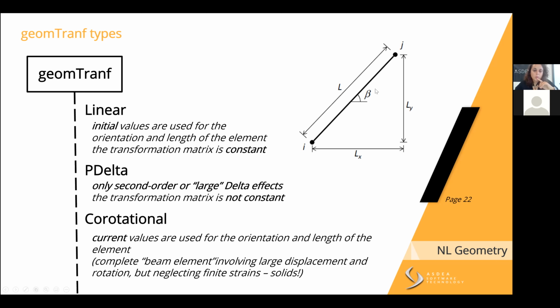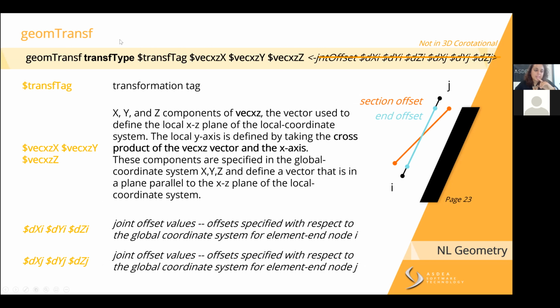The type of command that we use is always the same for the three types of transformation. Here the transformation type changes, but what you can define is always the same. I don't know if you guys remember how the vector z is defined. I didn't add the slides from week 3 in which we talked about this.